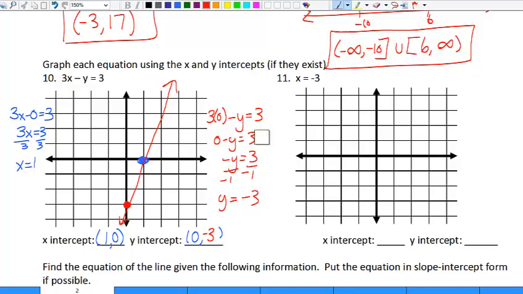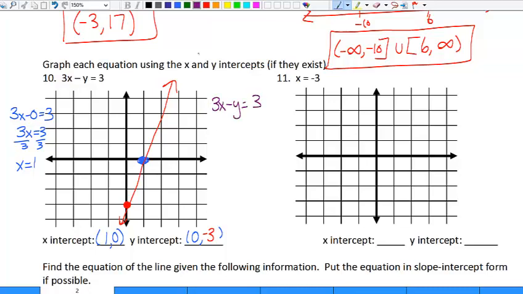Now, another way of doing this problem is you could take your equation 3x minus y equals 3, solve it for y. So I'm going to move the 3x to the other side, which gets me negative y equals negative 3x plus 3, and then divide every term by negative 1. That would get me y is equal to positive 3x minus 3. So my m would be 3, or really 3 over 1. And my b would be negative 3.